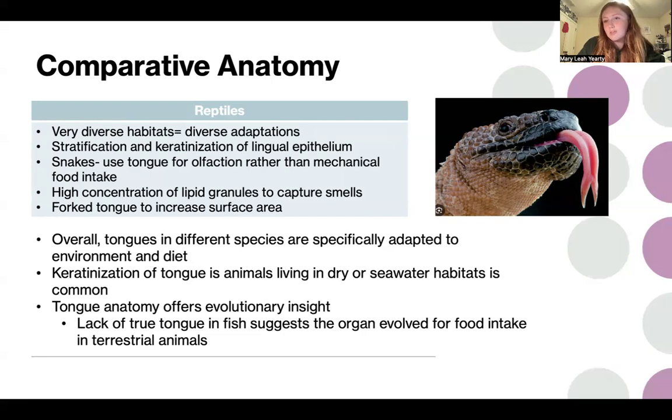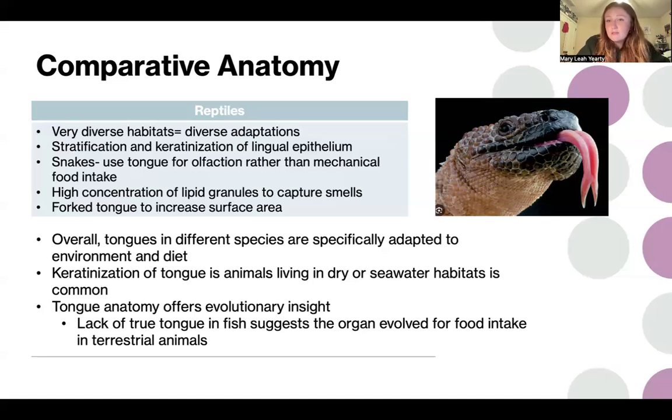And then, of course, mammals, kind of what we were talking about the rest of the presentation. And I think we're all a little bit more familiar with the mammal tongue, with less fun facts regarding that. But overall, tongues are very different in different species, and they're specifically adapted to their environment and diet and communication needs. One commonality across really all land-dwelling species is that keratinization of the tongue is more common in animals living in dry or seawater habitats.